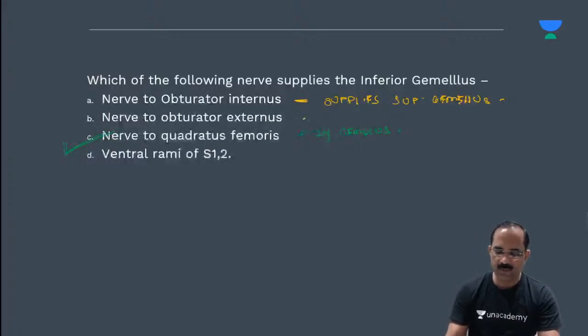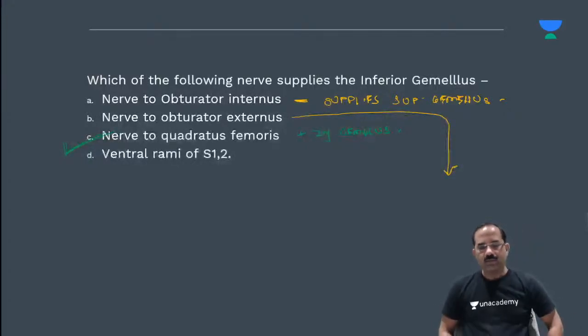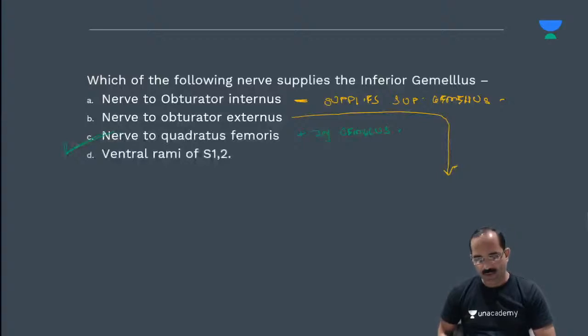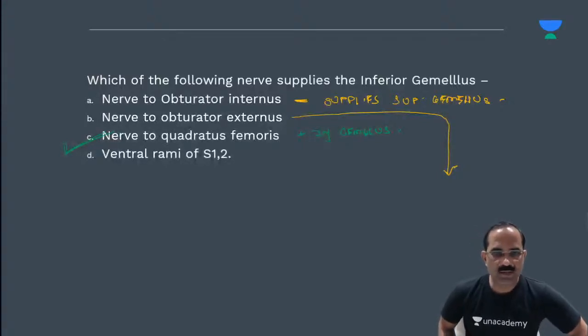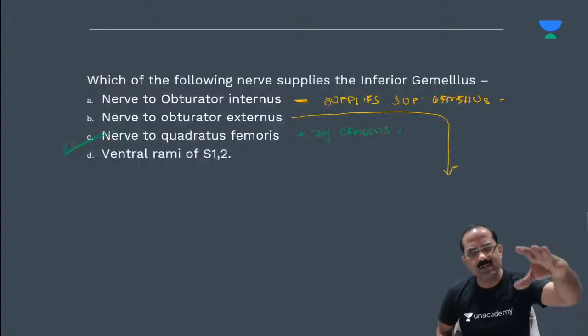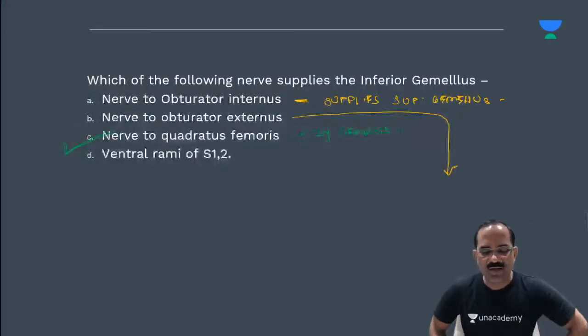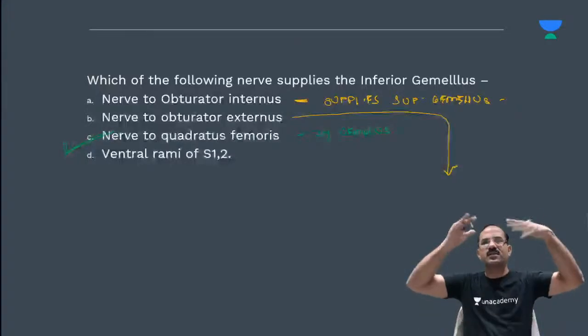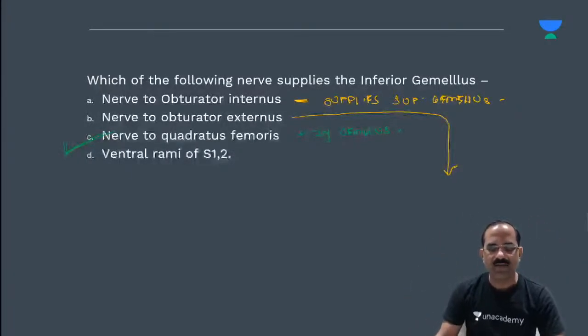Okay, can anyone tell me who supplies nerve to obturator externus? Where does this nerve come from? ये obturator externus कौन से compartment में है? If you can tell me, obturator externus. Which compartment of the thigh is that? Anyone?